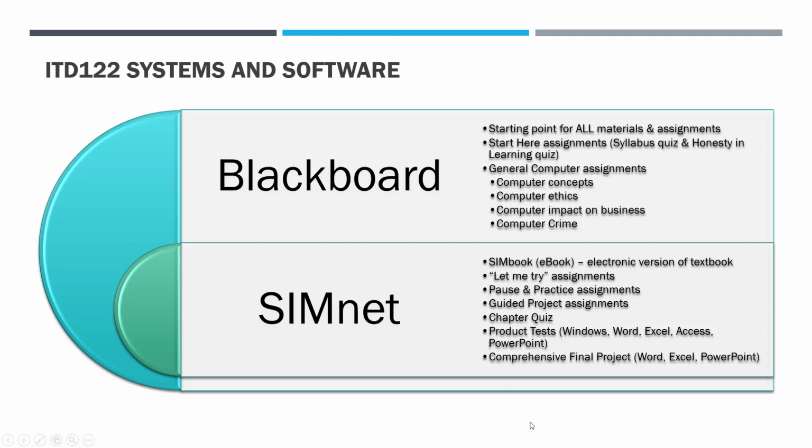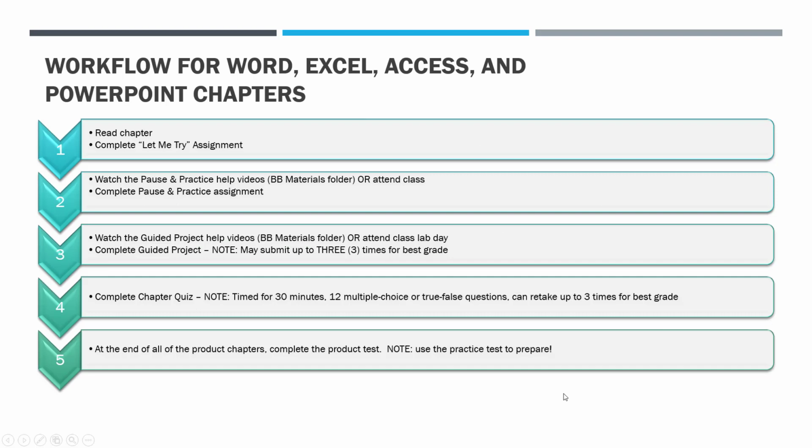So then what's the workflow that you need beginning with the Word Chapter 1? First thing is to read the chapter, and that is either in the physical book or the ebook or a combination. Once you read the material, you want to complete the Let Me Tries, which are in the ebook. As you're going through the reading, there'll be a little button that'll say Let Me Try. You'll complete that. There's another movie on how to do that. This is just really an overview for you. So make sure to watch that movie on how to complete the Let Me Try successfully.